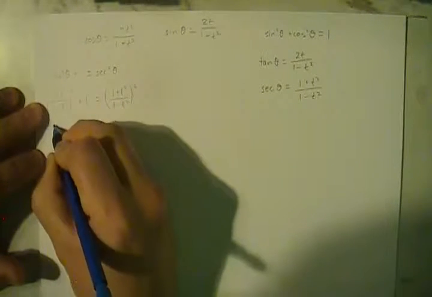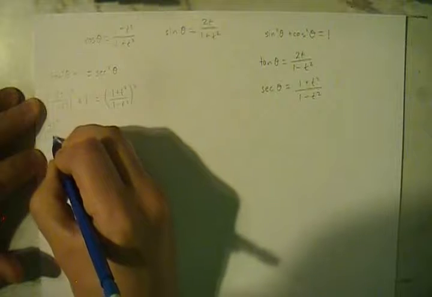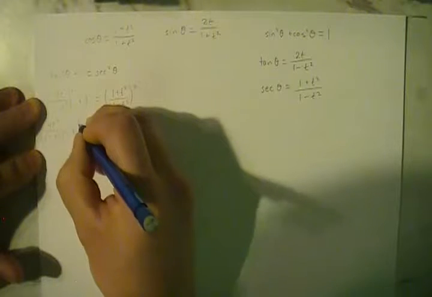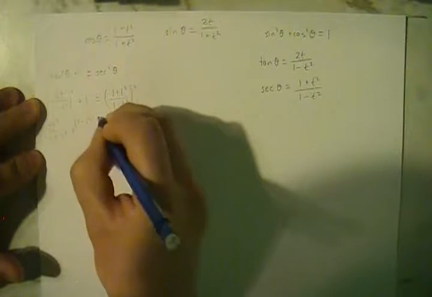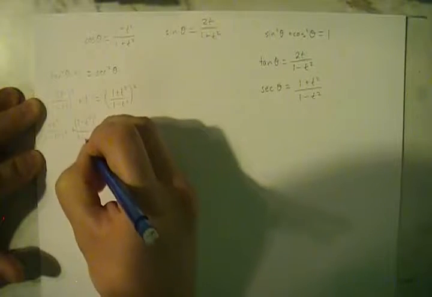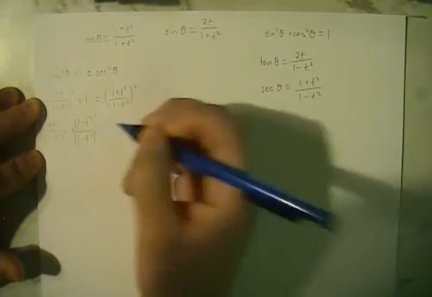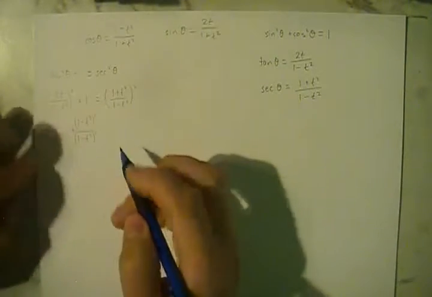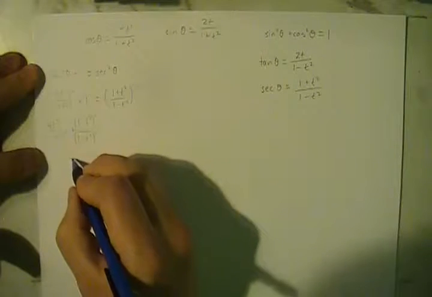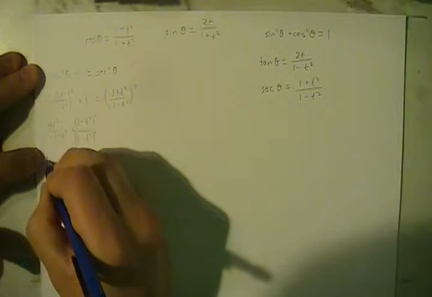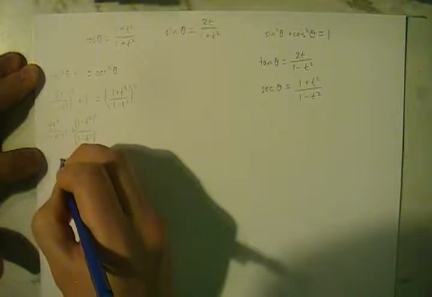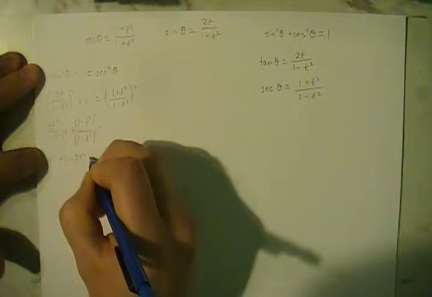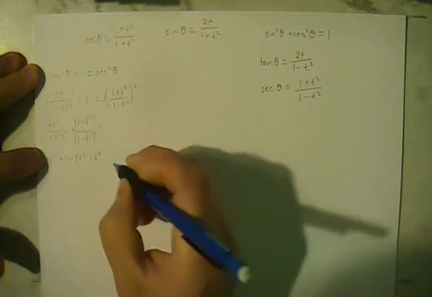So here we have 4t squared divided by 1 minus t squared, squared, plus, I'll just rewrite 1 as 1 minus t squared, squared divided by 1 minus t squared, squared. And then I just want to transform this side into something that looks like that side to verify that this is true. So this is going to end up being 4t squared plus 1 minus 2t squared plus t to the fourth.